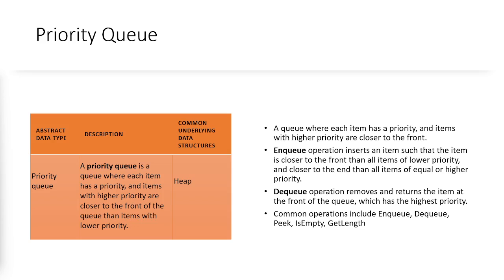Next up is the priority queue. A priority queue is set up where each item is given a priority, and the item with the highest priority is going to be closer to the front of the queue, whereas items at the lower priority are going to be at the back. And this is built on top of a heap data structure. We assign that priority value, but we have to be careful what that means.